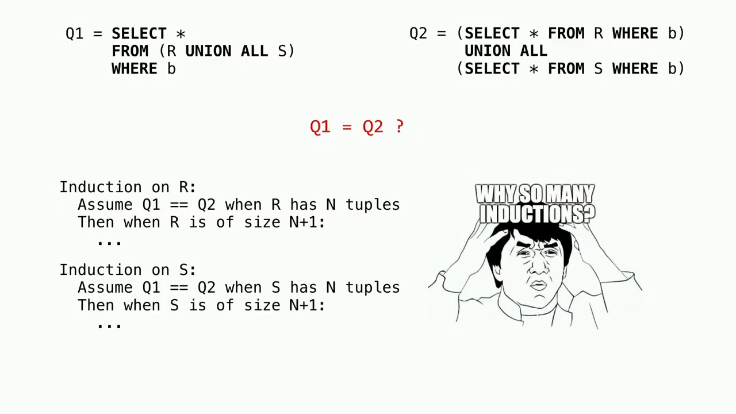So think about these two simple SQL queries. The first one, you union two relations R and S, and then apply a filter predicate. And the second one, you apply a filter predicate B over R and S first, and then union them. And these two queries clearly should be the same, right? So think about if you are using a model relation of the list. So basically, you need to do a lot of inductions.